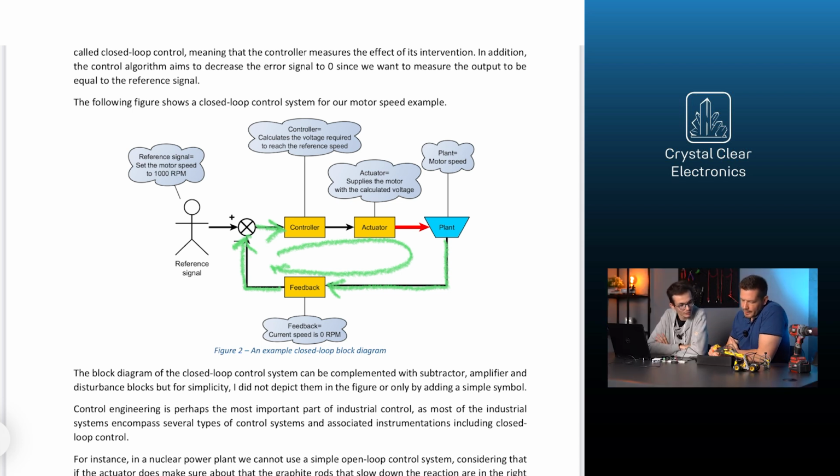The block diagram of the closed-loop control system can be complemented with the subtractor, amplifier, and disturbance blocks. For simplicity, not all of these are shown in the figure. Could you give us an example from an industry where regulation is essential? Of course, there are many industrial examples. Control engineering is perhaps the most important part of industrial control, as most of the industrial systems encompass several types of control systems.